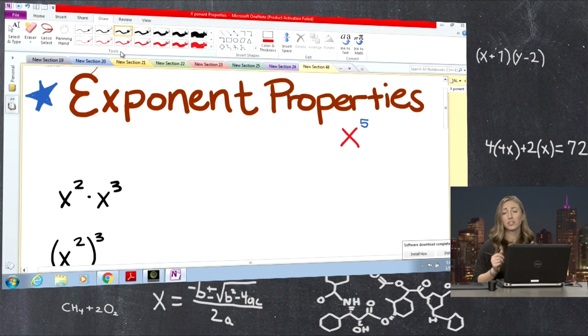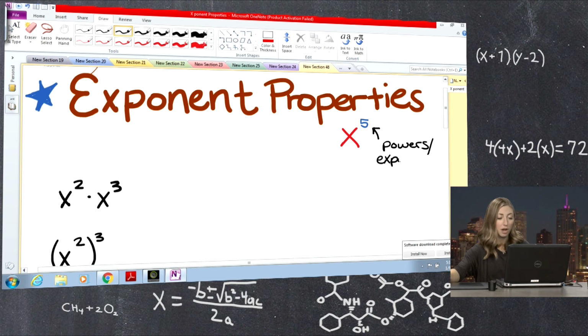All right, so if we cut to my screen, let's first talk a little bit about vocabulary with exponent properties. I have this x to the 5th power up in the corner here. Exponents are also known as powers. So we can call them powers or exponents. And those are the little numbers you might see on the top right of the number in small print. We'll talk about what that means in just a second.